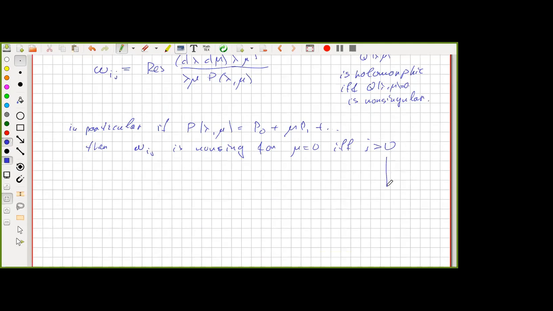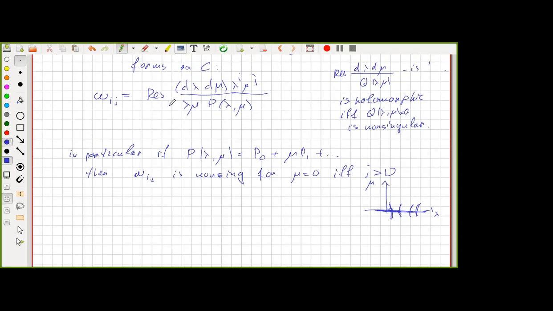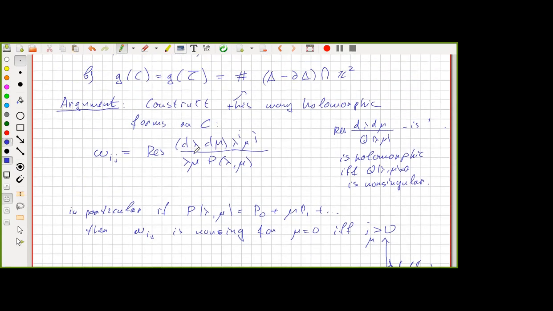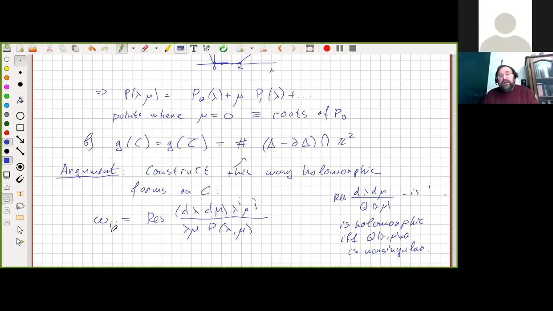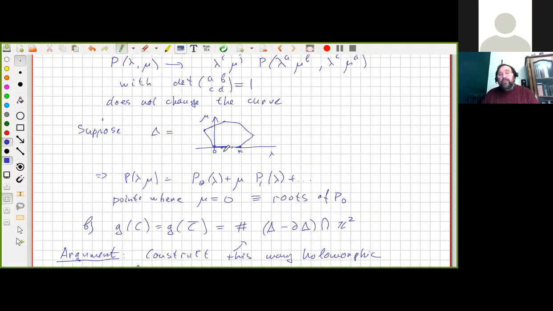So your curve has the form something like that. You have a curve which goes like this, this is mu, this is lambda, and then you multiply the polynomial by mu. It means that you just join this horizontal line and you get a curve which is singular, and therefore the residue has poles at this intersection point. In order for this form to be holomorphic at this point, you need j to be positive. But once again, if you apply SL2Z to this form, it transforms accordingly. So SL2Z acts on forms of this type, and therefore you can always reduce your problem to the problem of this kind.